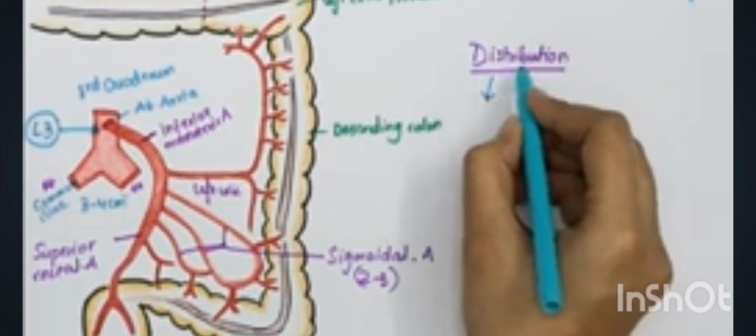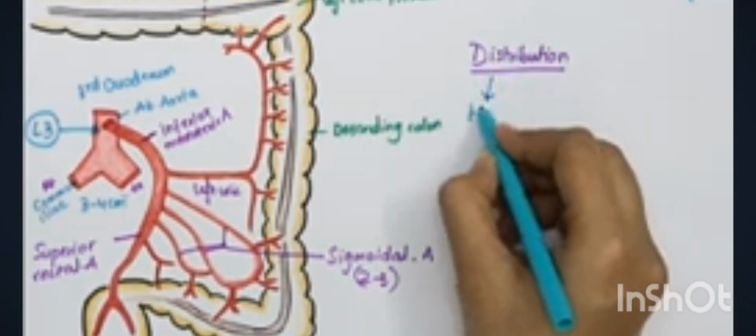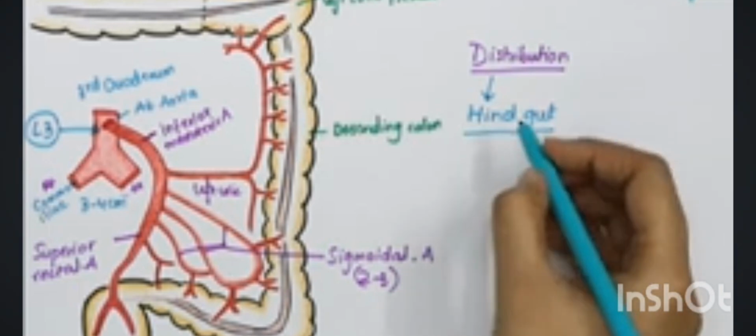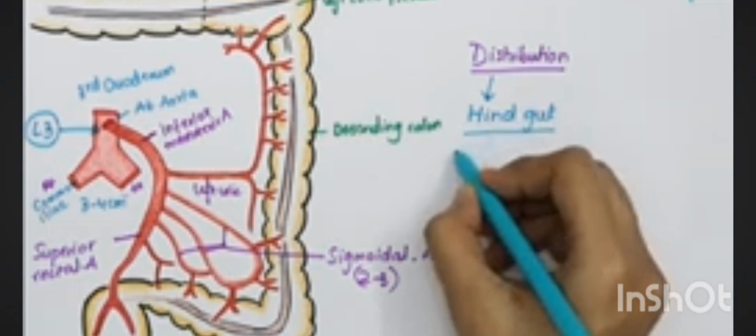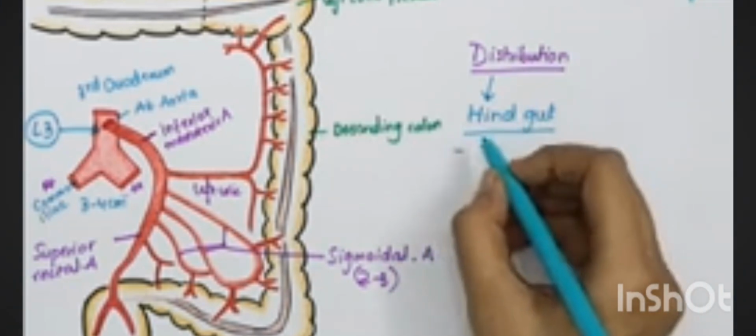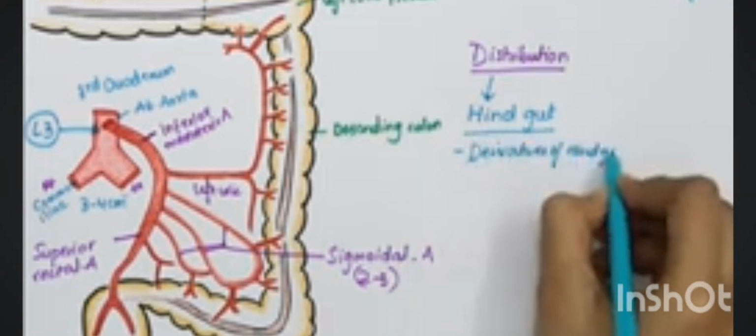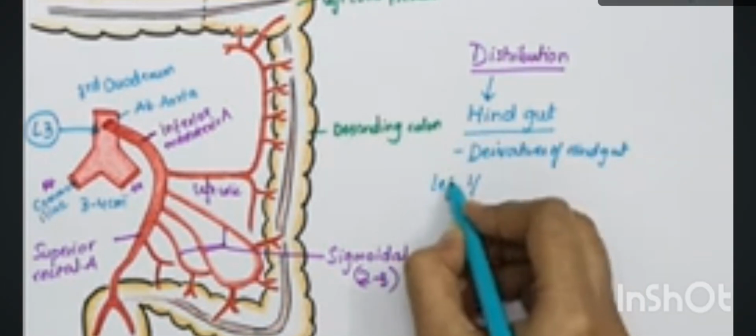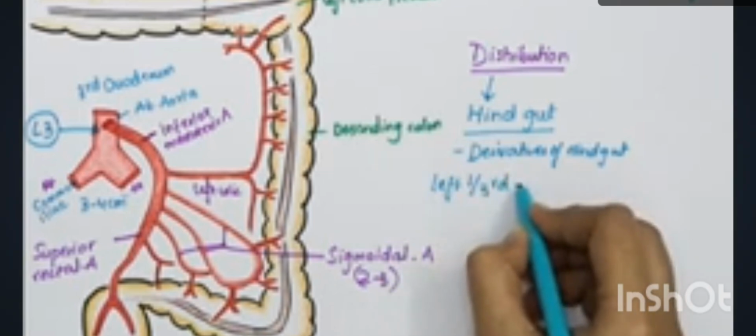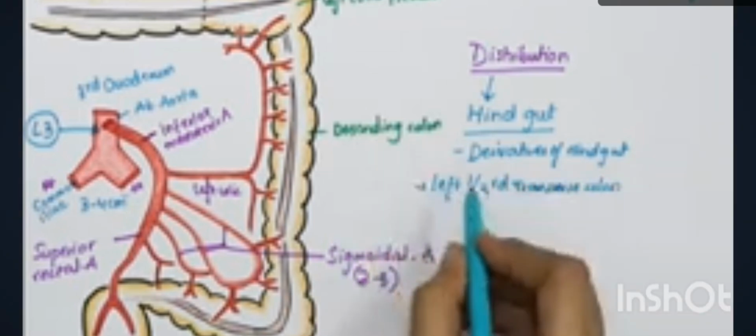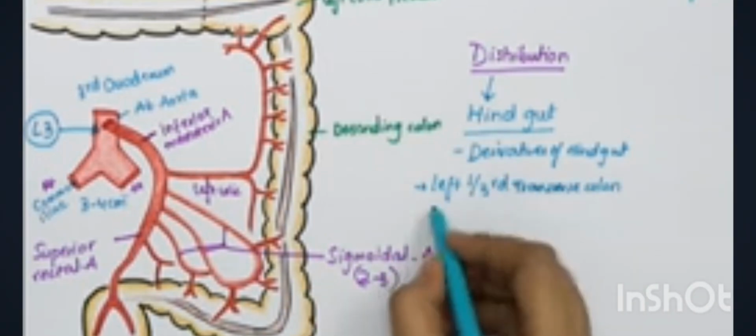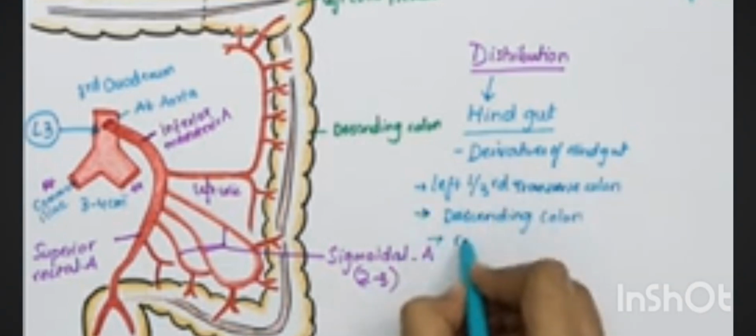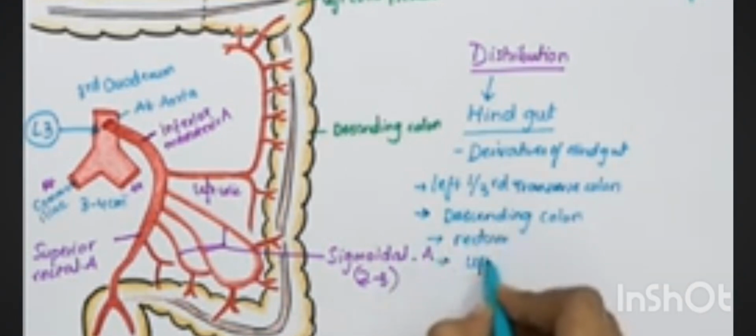The distribution of the inferior mesenteric artery is to the hindgut, and that means it supplies all parts of the gut that are derived from the hindgut. The hindgut derivatives are the left 1/3 of the transverse colon, or the distal 1/3 of the transverse colon, the descending colon, the rectum, and the upper part of the anal canal.